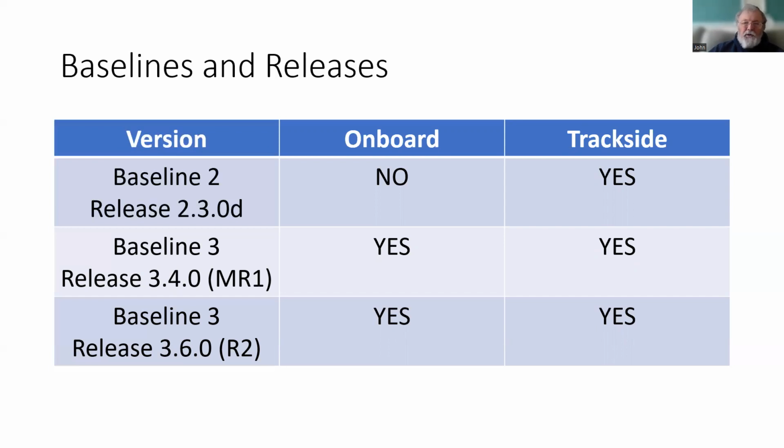However, if you are installing a trackside, then again, ideally, you would install a trackside to baseline 3, release 2. However, if there are lots of trains operating already on a route and they only have baseline 2 in the onboard software, then you may need to introduce a baseline 2 trackside.